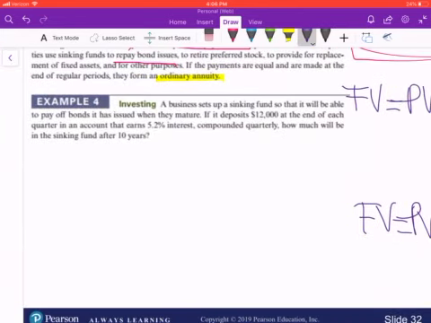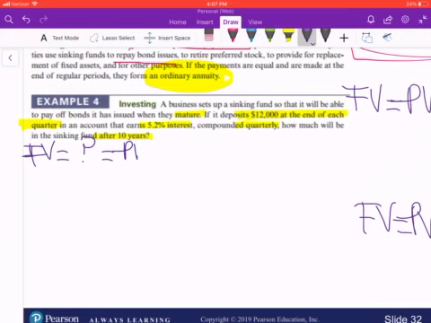We have a business that sets up a sinking fund so that it will be able to pay off bonds that it has issued when they mature. Remember, when the term expires. If it deposits $12,000 at the end of each quarter, that's how we know we will use an ordinary annuity, because it's at the end of the period. The account earns 5% interest compounded quarterly. How much will be in the sinking fund after 10 years? So it is clear that the question here is: what is the future value?